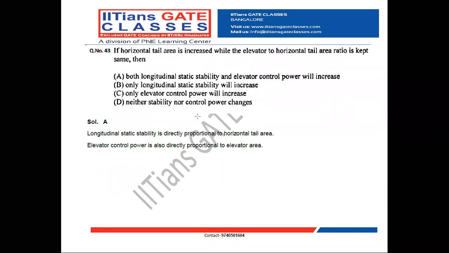Question number 43. If the horizontal tail area is increased while the elevator to horizontal tail area ratio is kept the same, then option A, both longitudinal static stability and elevator control power will increase. Option B, only longitudinal static stability will increase. Option C, only elevator control power will increase. Option D, neither stability nor control power changes.